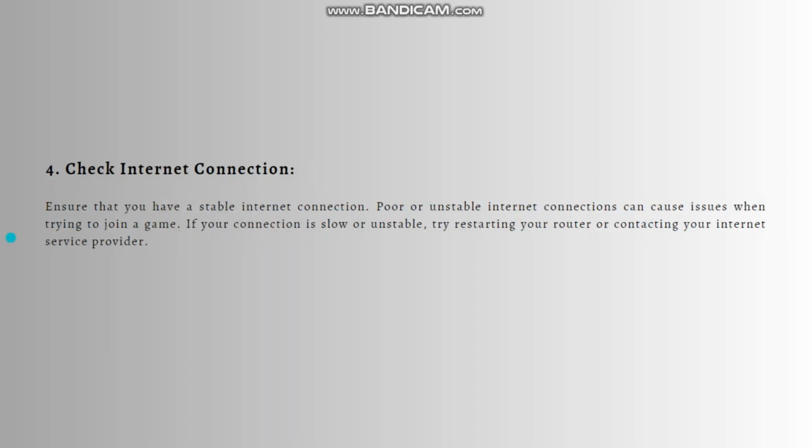Next one is to check internet connection. Ensure that you have a stable internet connection, as a poor or unstable internet connection can cause issues when trying to join a game. If your connection is slow or unstable, try restarting your router or contacting your internet service provider.